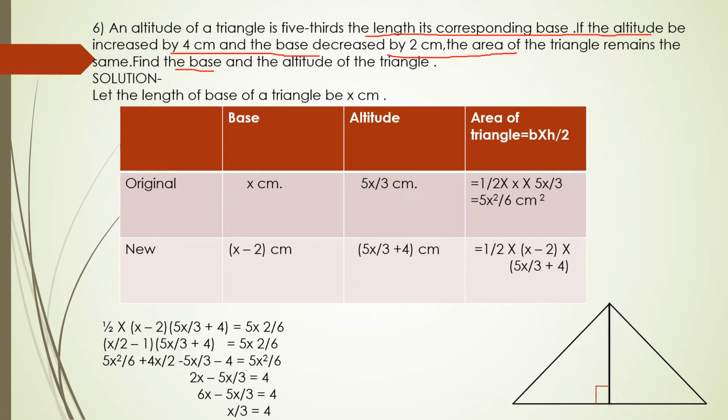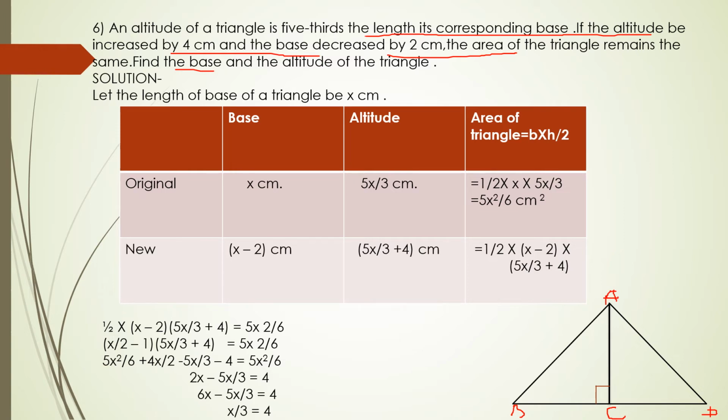Children, coming to the figure, look at the triangle drawn here. The line on which this altitude is falling is base. This is your base. BD is your base and AC is your altitude. Altitude, the line that falls at 90°. Clear? So in the question, an altitude of a triangle is 5/3 the length of its corresponding base.